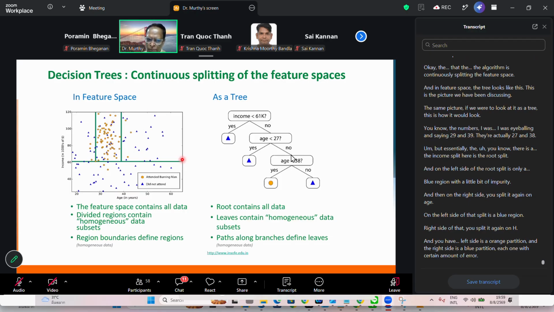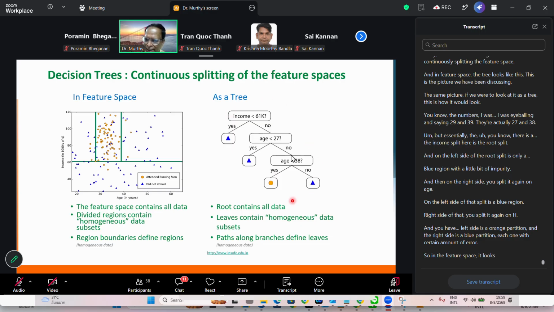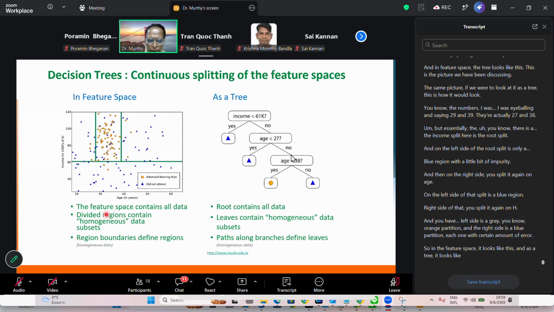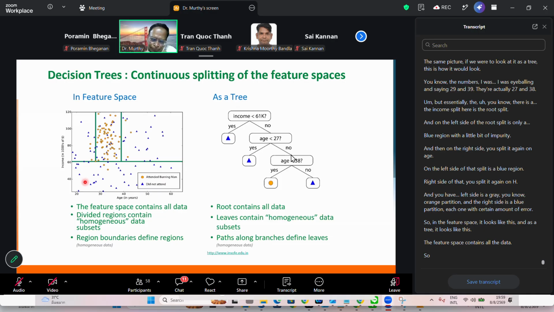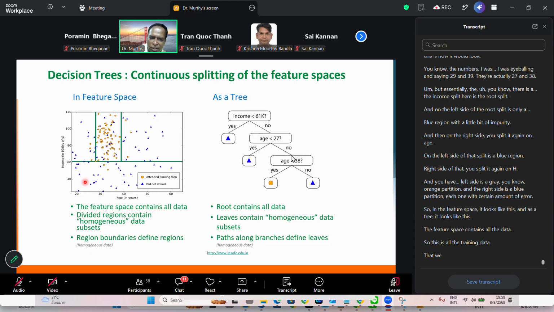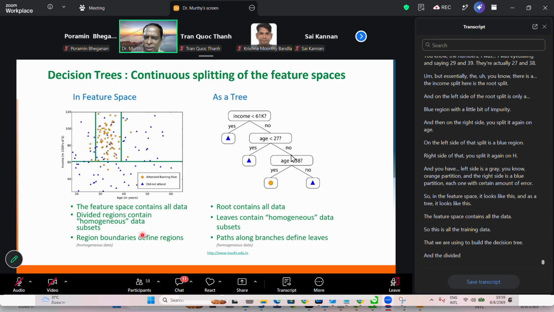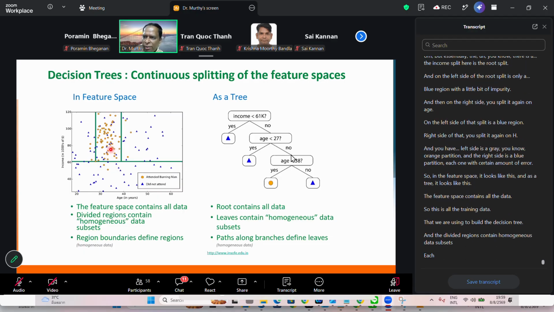So in the feature space, it looks like this, and as a tree, it looks like this. The feature space contains all the data. So this is all the training data that we are using to build the decision tree. And the divided regions contain homogeneous data subsets. Each region is only a subset of the data.